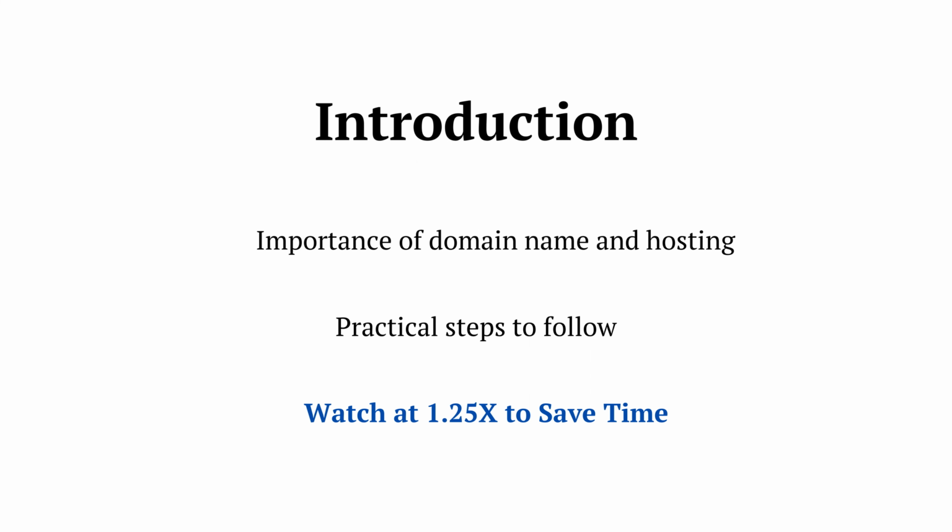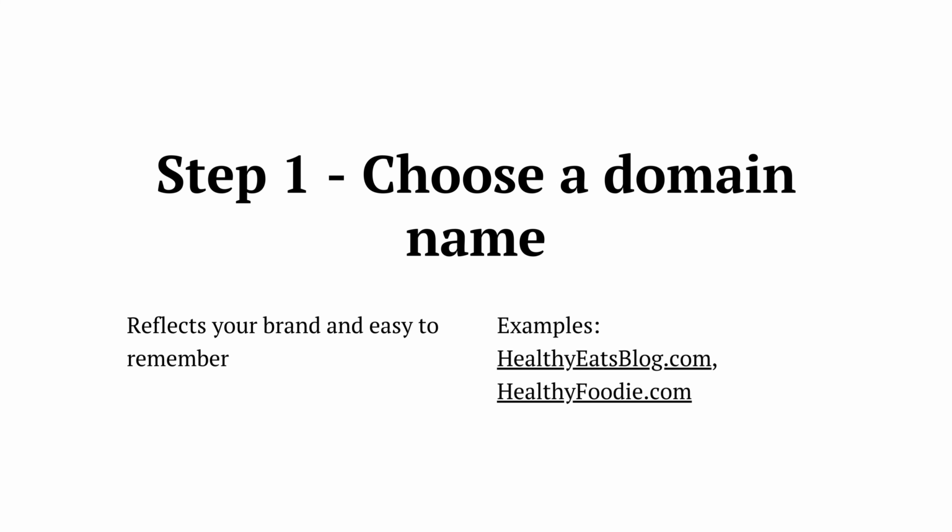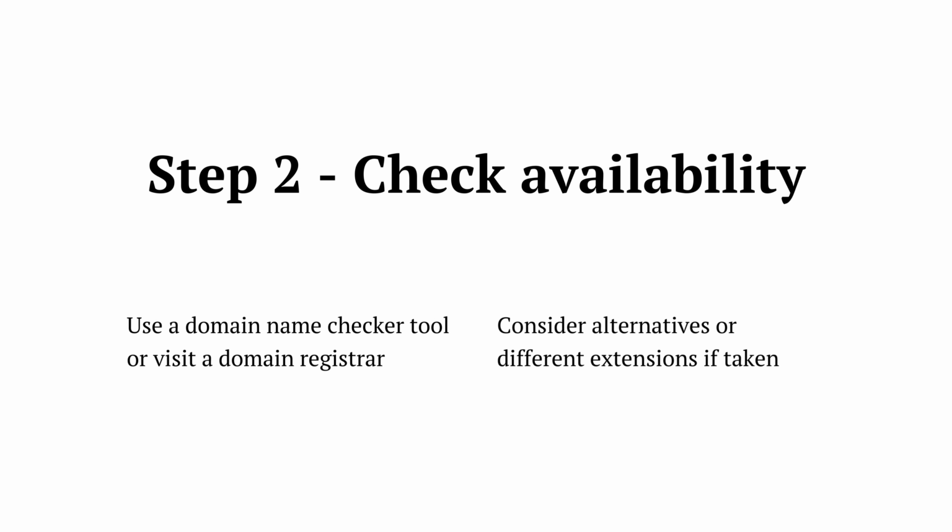So there are two essential steps that you need to take before you start blogging. But how do you choose a domain name and hosting provider for your blog? I've already talked about how to consider and how to select a domain name for your blog in one of the previous videos. So do check that out if you haven't already. So I guess you have already selected a domain name for your blog. So the second step is to check for its availability.